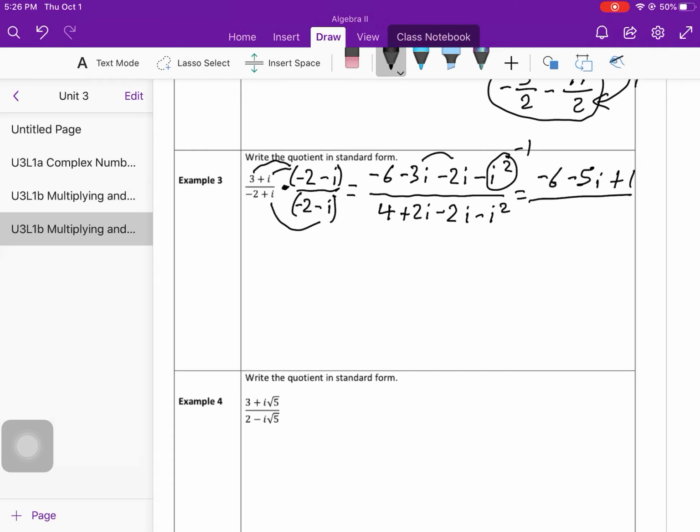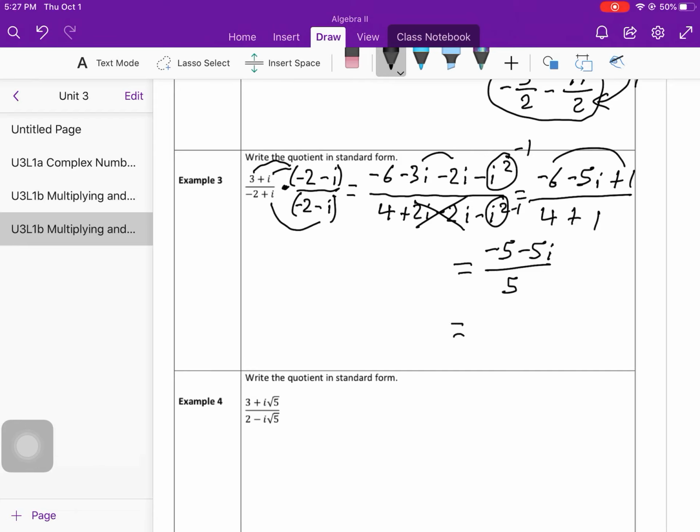And then the bottom, these are going to go away, and if you haven't noticed, this pattern is going to continue every time. So 2i and negative 2i go away, and we end up with 4 plus 1. So the top, when you combine like terms, we get minus 5i over positive 5. Now here, we should definitely simplify.